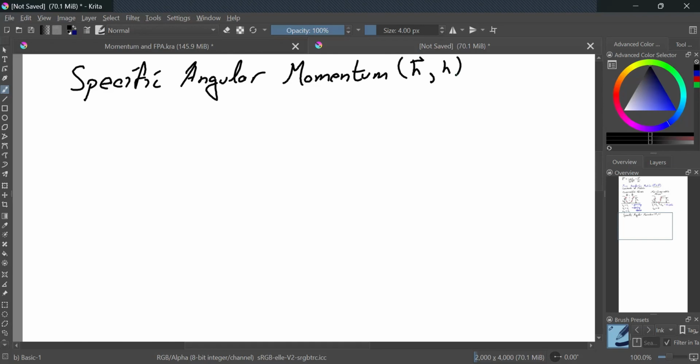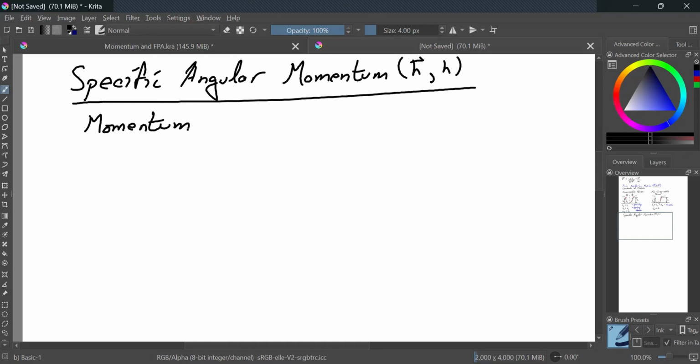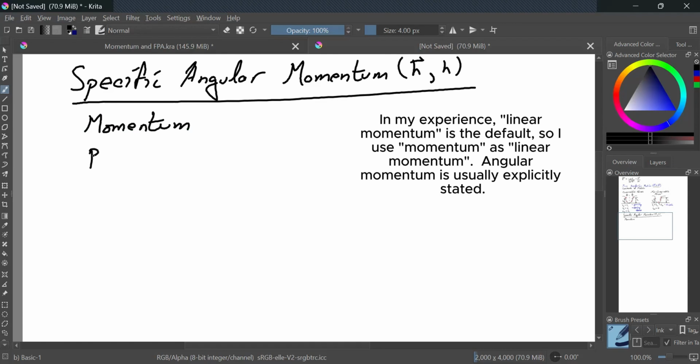But before we talk about angular momentum, let's talk about linear momentum, which is denoted as P. And that is just mass times the velocity. And if you wanted to have that be specific momentum, lowercase p, you divide out the mass, so you just have velocity.